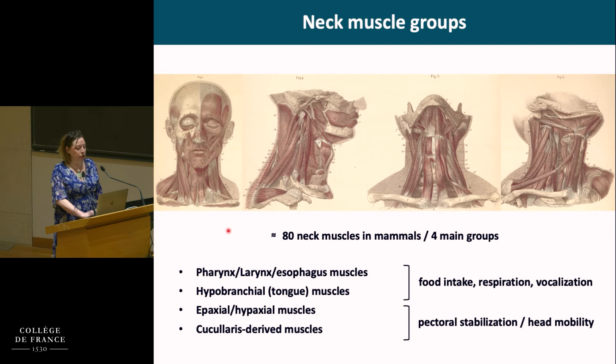The first includes the pharynx, larynx, and esophagus muscles located in the core of the neck that ensure food intake, respiration, and vocalization processes, together with hypobranchial muscles, including tongue muscles. In parallel, pectoral stabilization and head mobility is carried out by anterior hypaxial muscles and cucullaris-derived muscles.